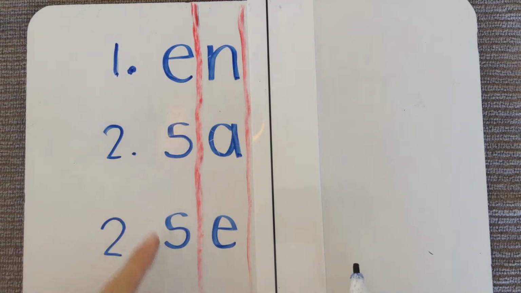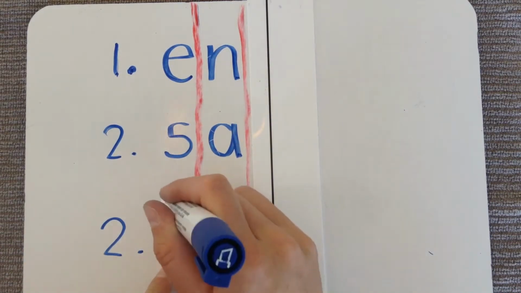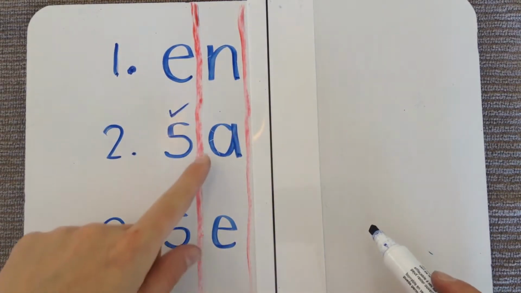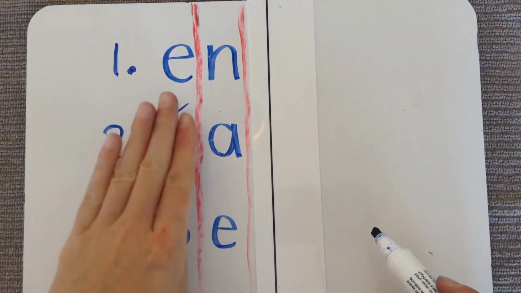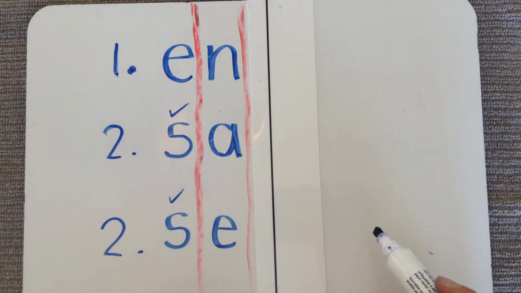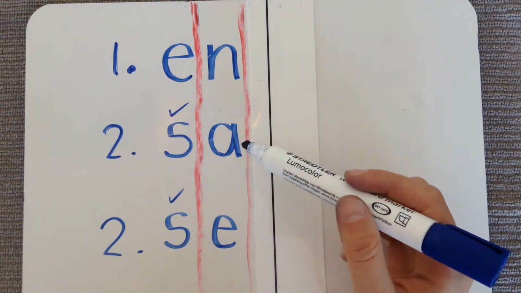We know the S is the same and the S is the same. Now let's look at the A and the E. If it's helpful, you might want to cover up the S's. If not, just look past them. What comes first in the alphabet?